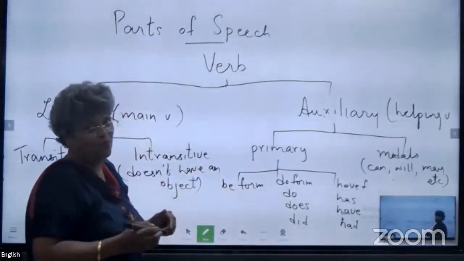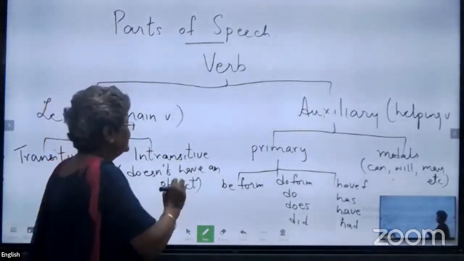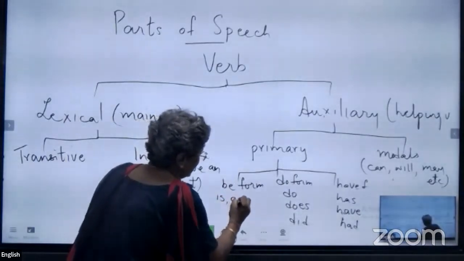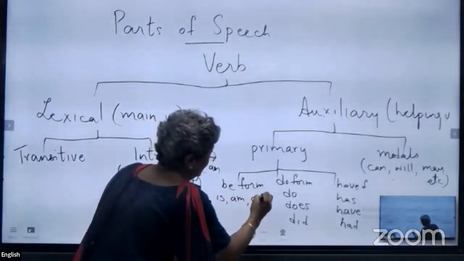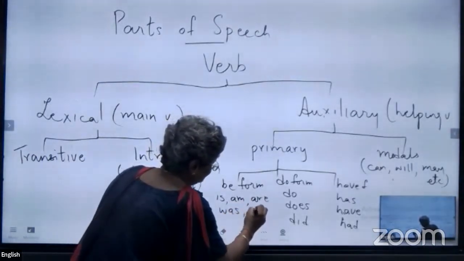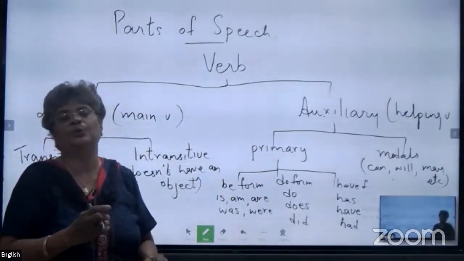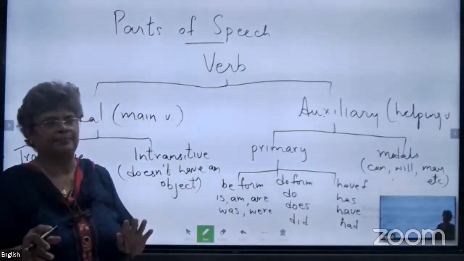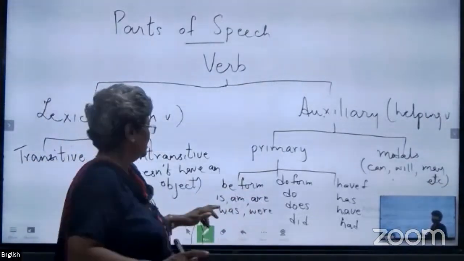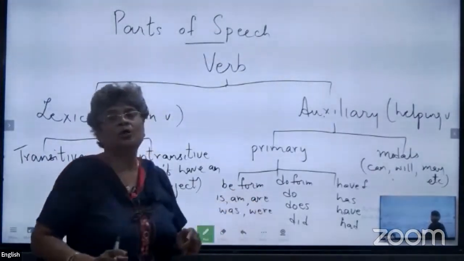Now what are be forms? This is where many children forget. This is very important, children. Make a note of it. Is, am, are, was, were. As you know, am is written with the word I am. So the negative form you use, what is, aren't. Is, isn't, are, aren't, was, wasn't, were, weren't.